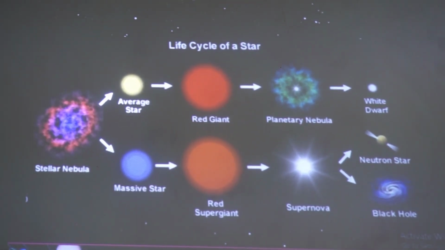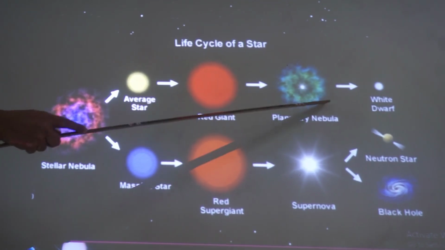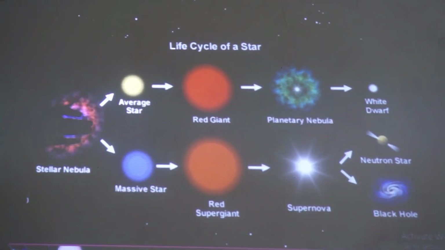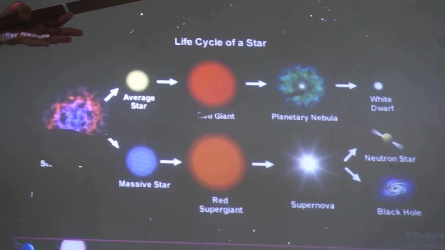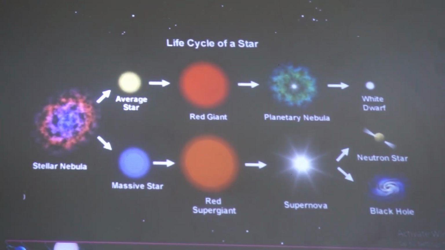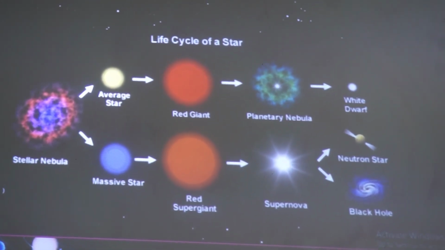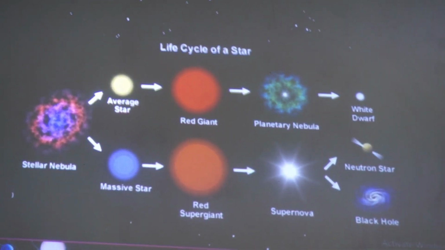What does it do? Does it die? Because the rest of the material is thrown outward, right? Actually, the rest of the material is hydrogen, and the central part is the helium. Sometimes helium changes into carbon also, right?